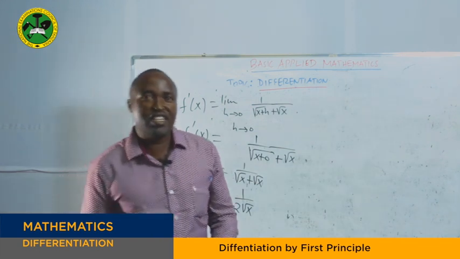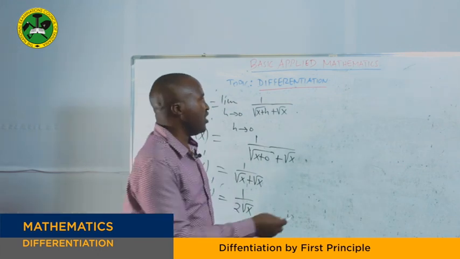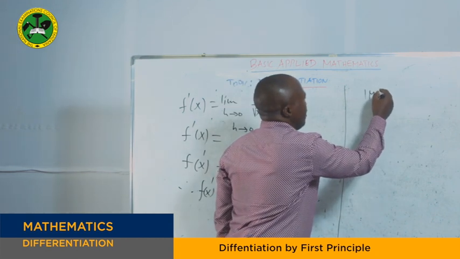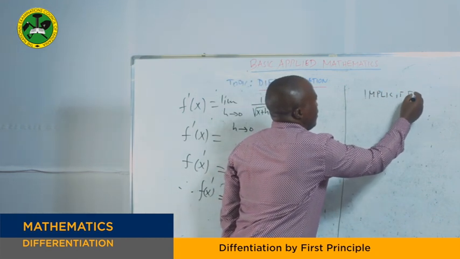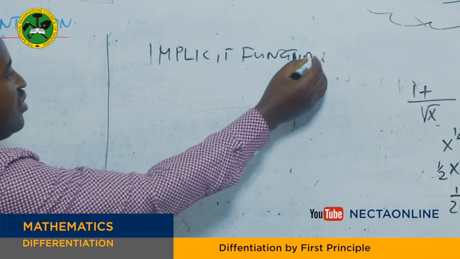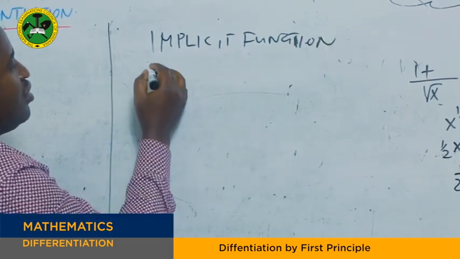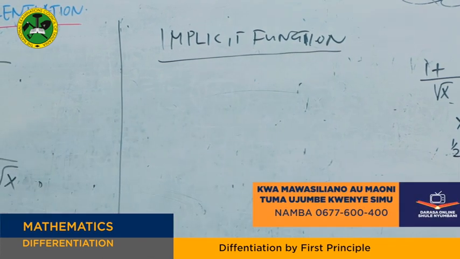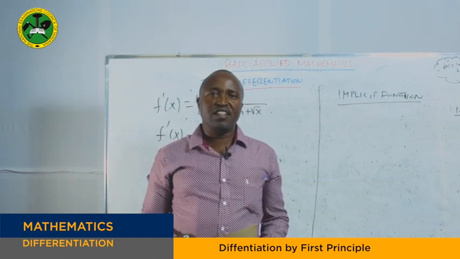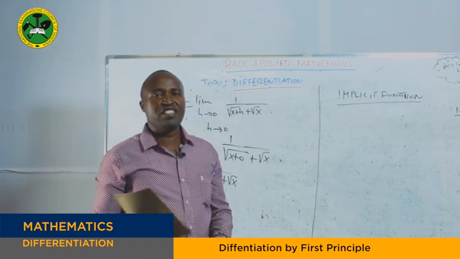Now, my dear student, let us jump to the second subtopic of revision, and that is the implicit function. As I said earlier, the implicit function is a function whereby variables x and y are mixed together, or the dependent variable is stayed together with the independent variable.